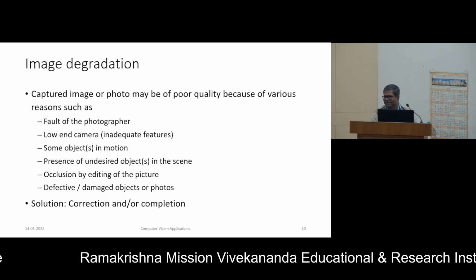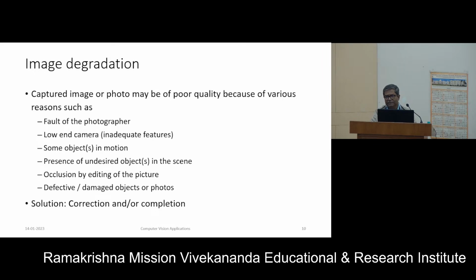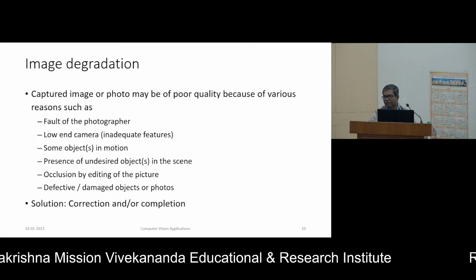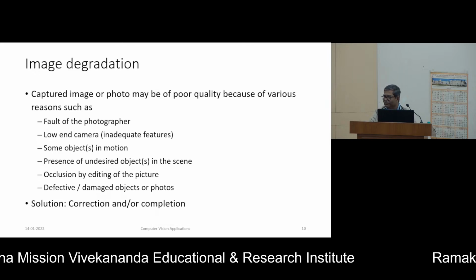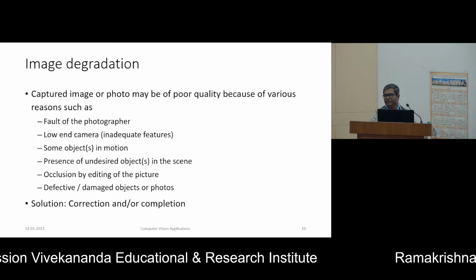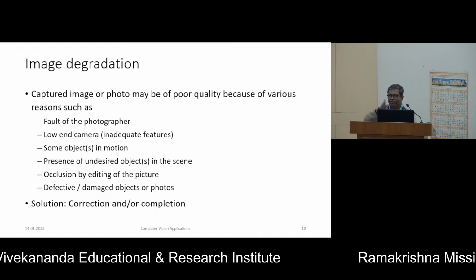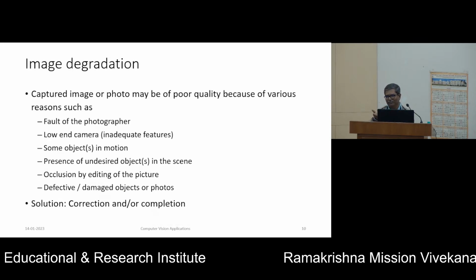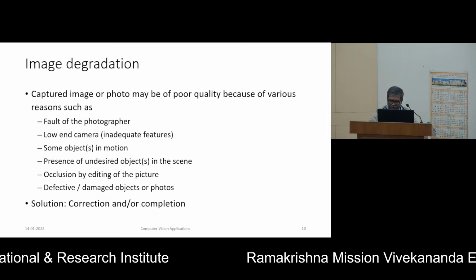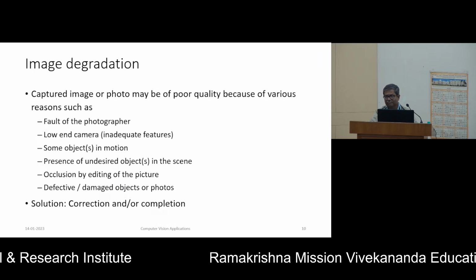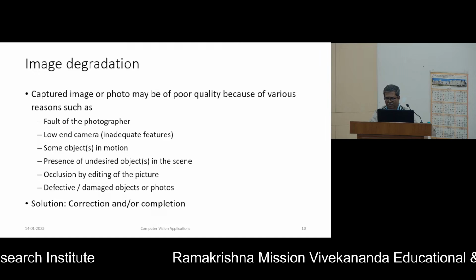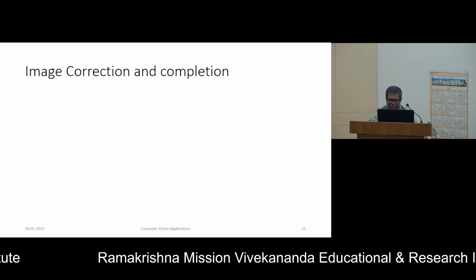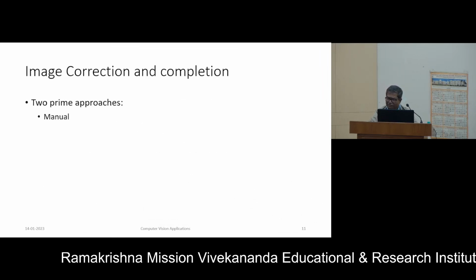There are many such things that happen, and sometimes you want to take a picture of a monument. Okay, a good quality picture should be there, but unfortunately, some part of the monument is broken or there is a crack. Right? What will happen? The picture will come with the crack. Right? So there are ways to rectify them. Of course, one way to rectify them is what we call the correction and completion of the image.